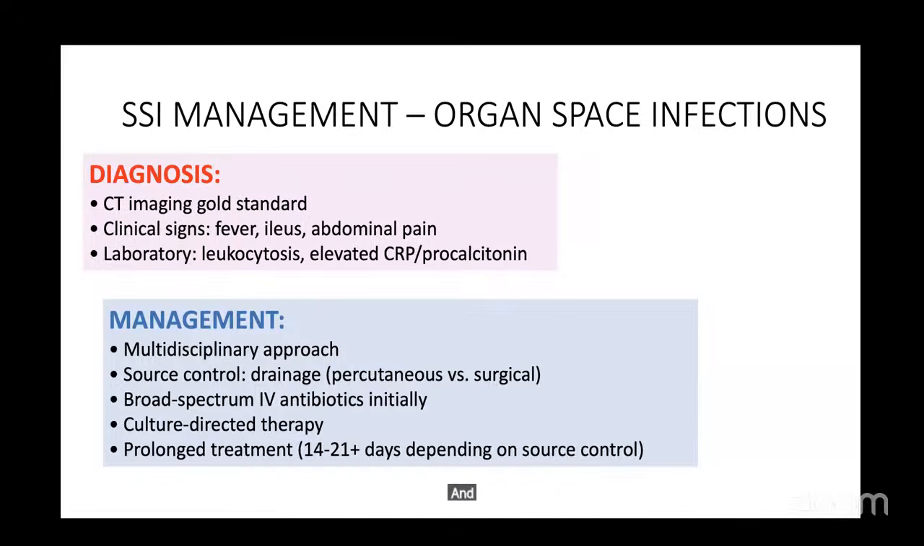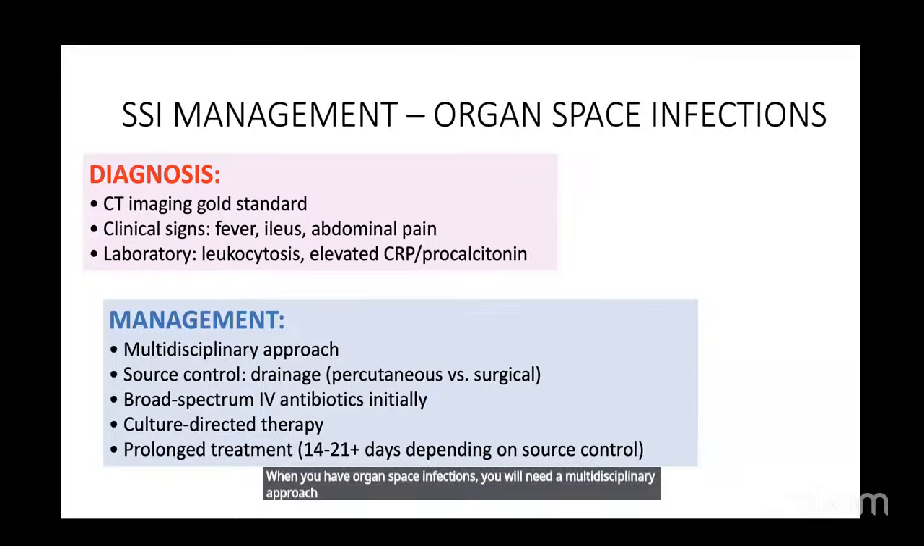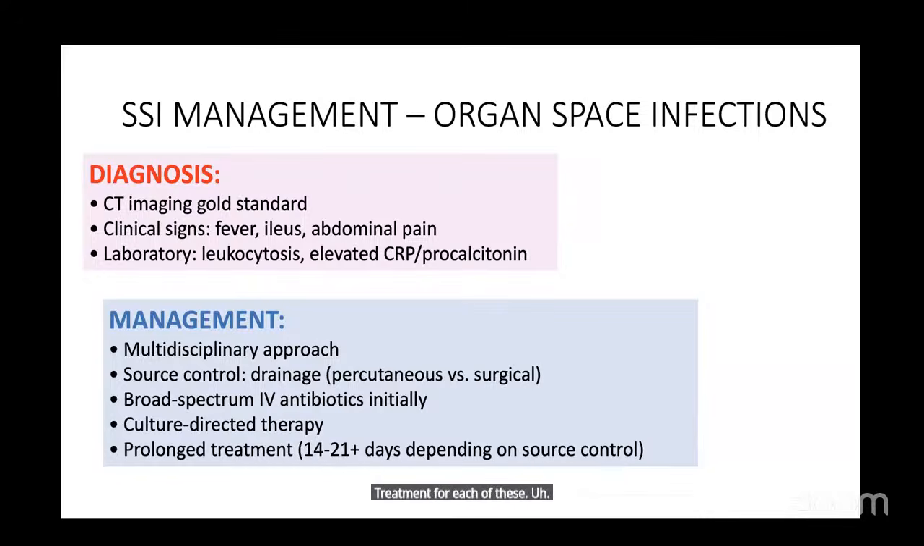And treatment, unlike the superficial or the deep infections, when you have organ space infections, you will need a multidisciplinary approach because a lot of organ systems may be involved, and the failure of each of these organs may be handled separately by the experts. Source control is mandatory, which may be percutaneous drainage or open laparotomy drainage, etc. Initially start off with a broad spectrum IV antibiotic and then give culture-directed therapy. In a deep-seated infection, you may need a prolonged treatment, maybe 14 to 21 days, up to 3 weeks or more.